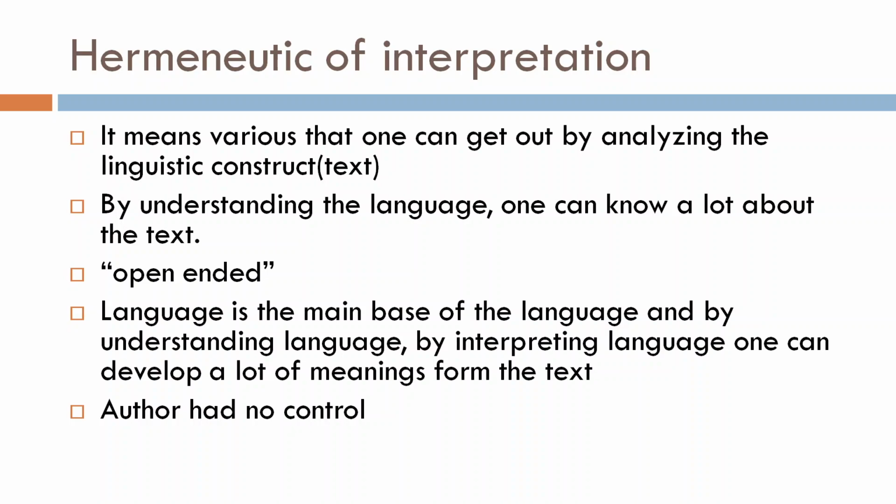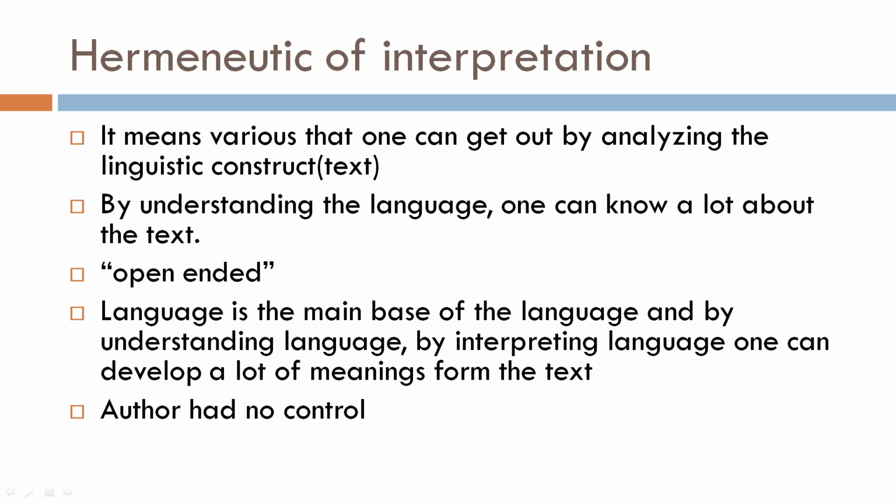By understanding the language, one can know a lot about the text. So it is open-ended. If you know the language, then you can understand what is written in a book. You don't need to understand the biographical, cultural, or social aspects of the book. So he says one can understand the text better by using structuralism, because structuralism says that a text is a linguistic construct, so if you know the language, then you can understand the text.